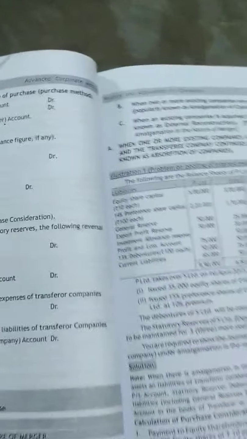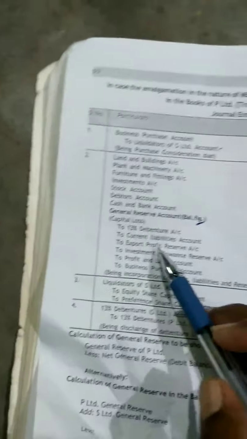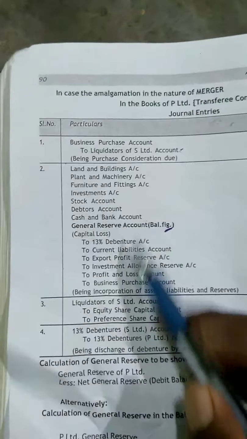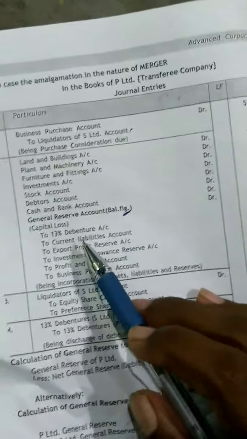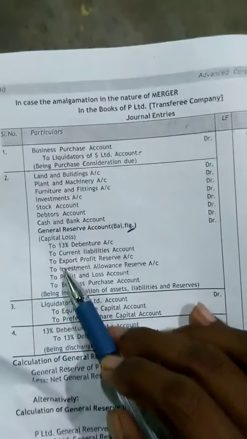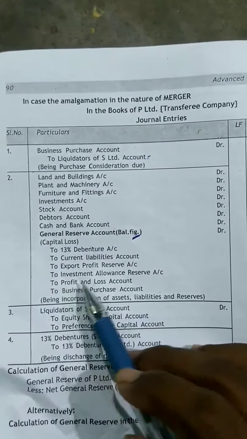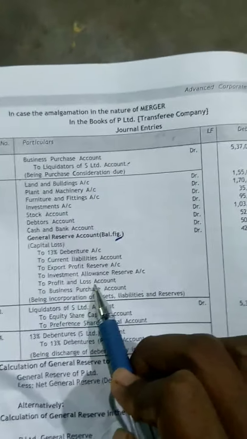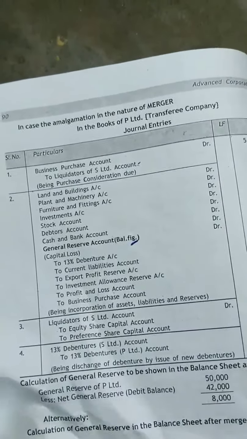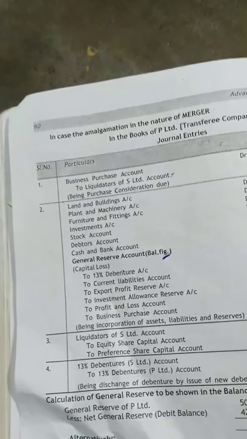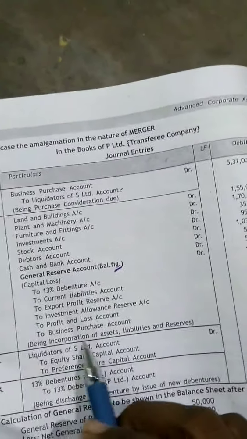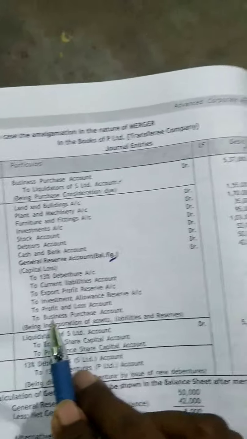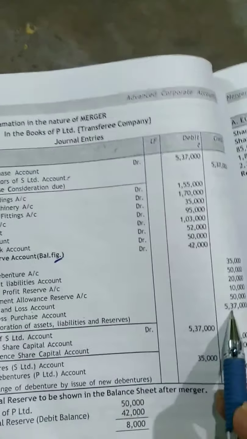Next, you need to take all the liabilities, except shareholders. They have taken 13% debentures, current liability, export profit, investment, profit and loss account. You should not take debentures, preference shareholders and equity shareholders, because for them we are giving separate payment. Now this Business Purchase Account is nothing but the purchase consideration of 5,37,000.